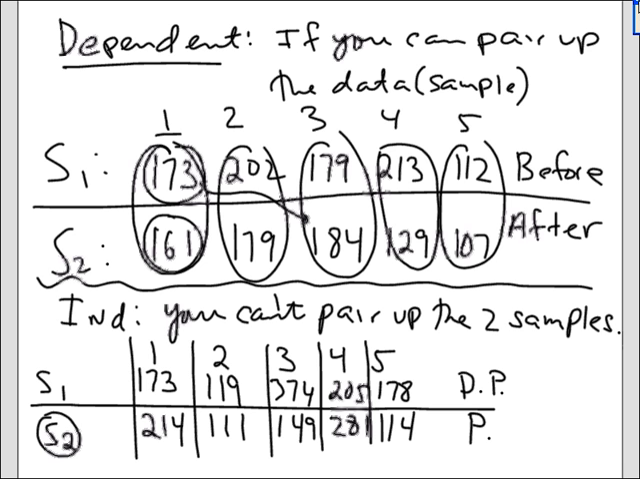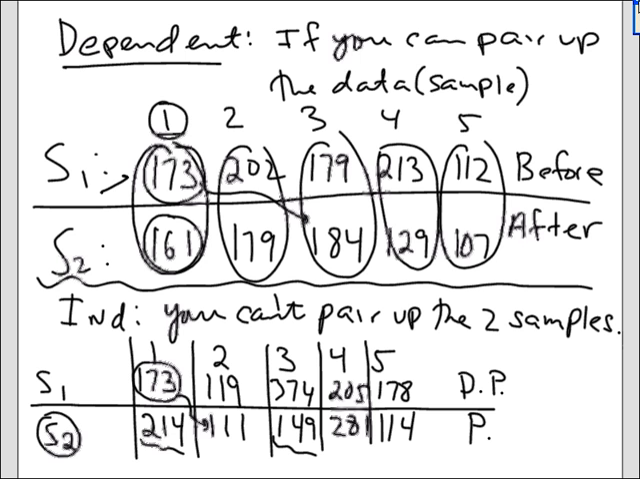There's absolutely no reason why you should think that 173 should be matched up with 214. There's as much of a reason for the person in group 1 who weighed 173 pounds to be paired up with the person in the other sample that weighed 111. I mean, there's no reason why 173 should be with 214. Why not 111? Why not 149? They're just random people.